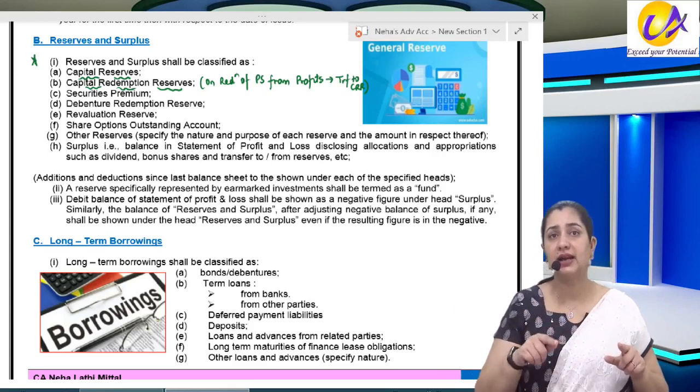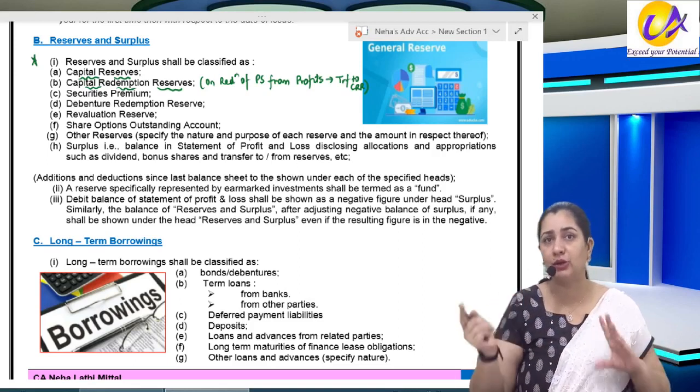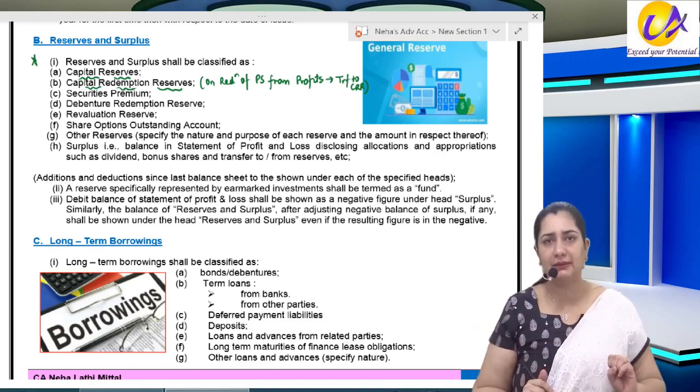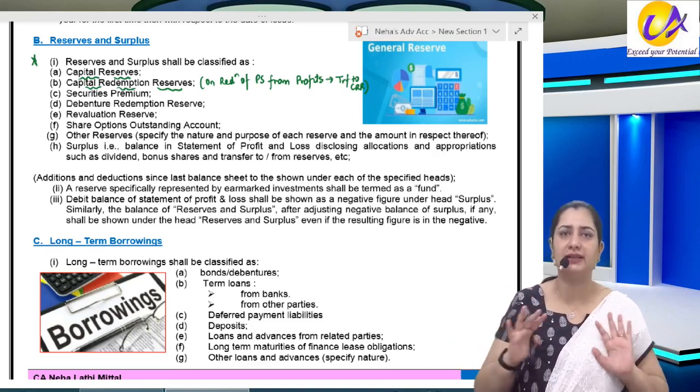We are going to use this in our buyback chapter. We will have a little bit of the CRR thing. So we will see this point at that time. This will come in our syllabus later. Okay.